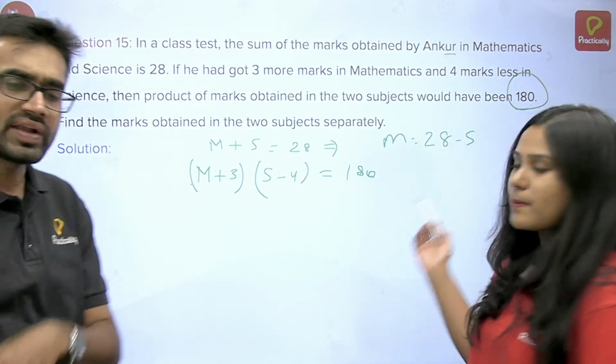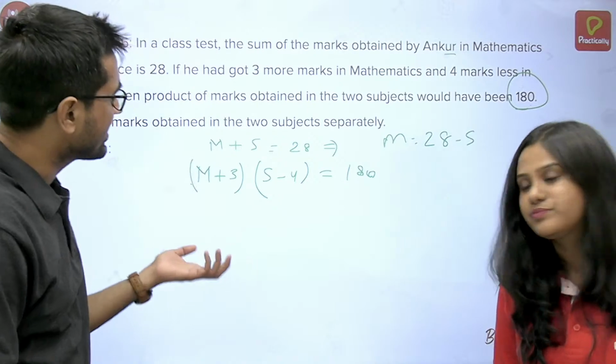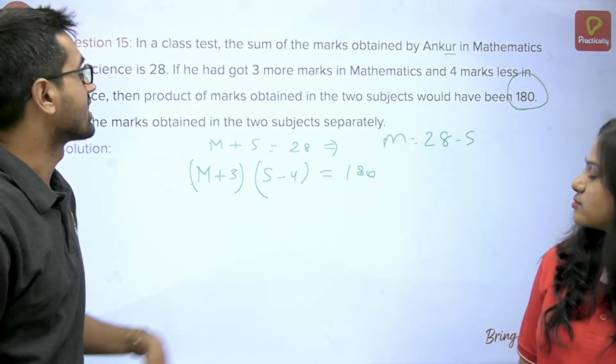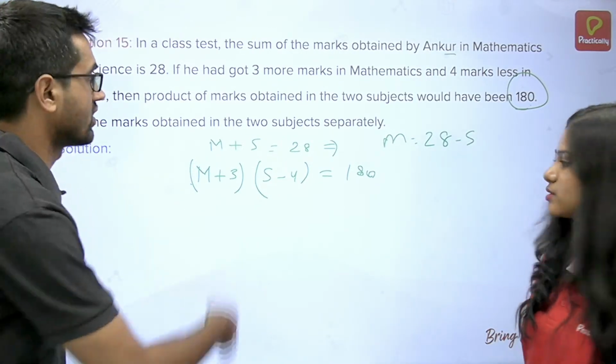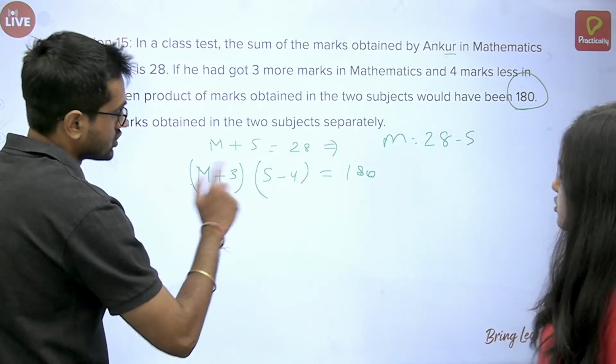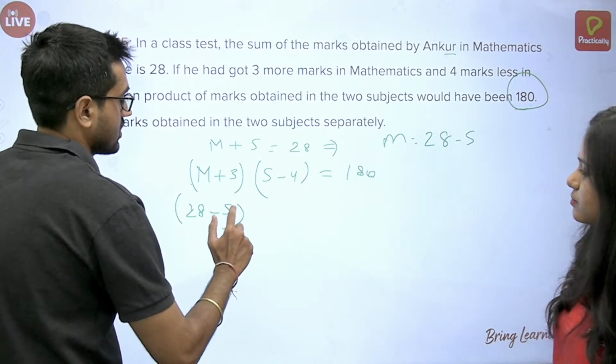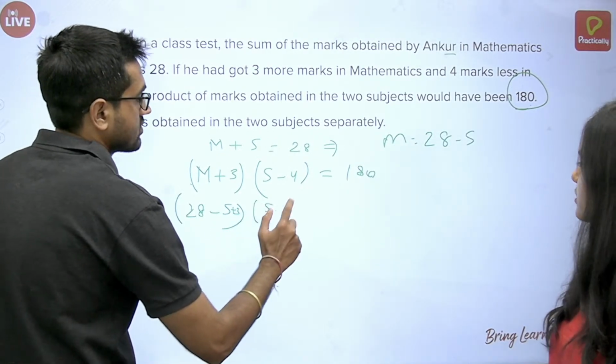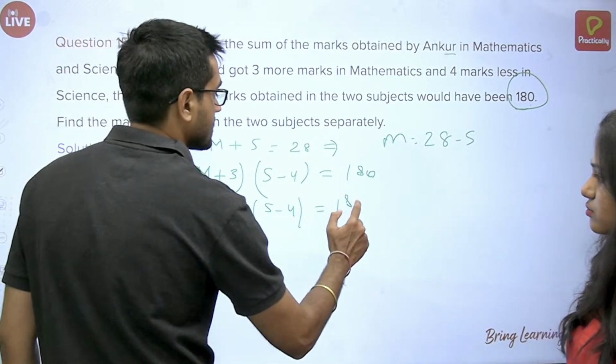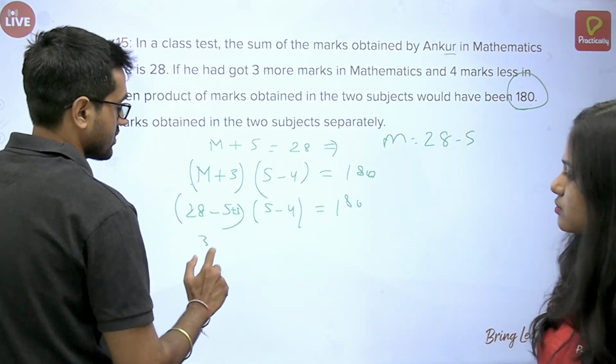So you can take x, y, whatever. It is just the case of a variable giving you a quadratic equation in the end. Now just put the m as 28 minus s. So 28 plus 3s minus 4, 180. So this will be 31 minus s.